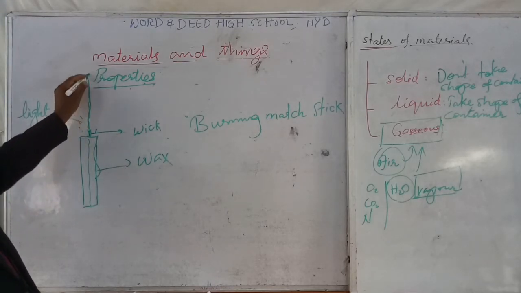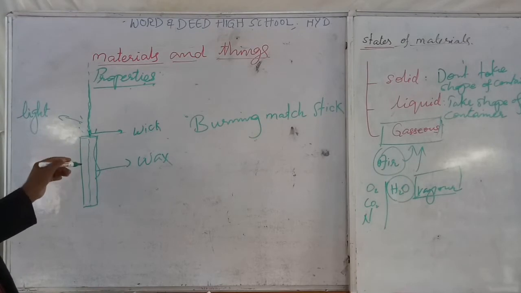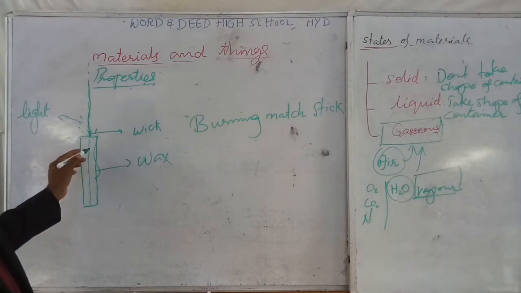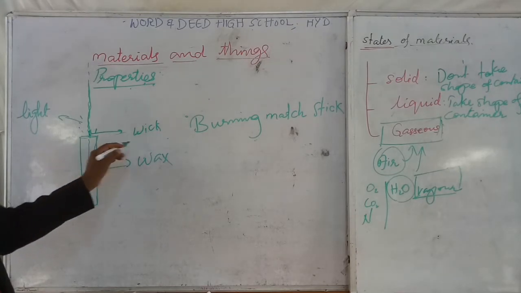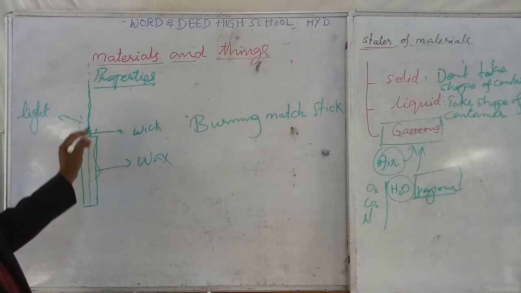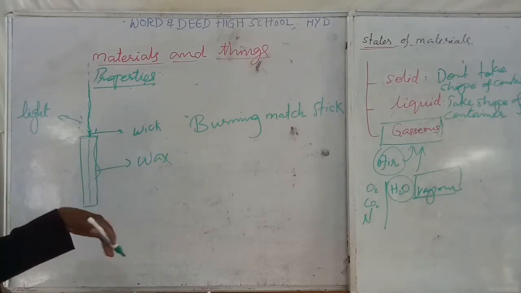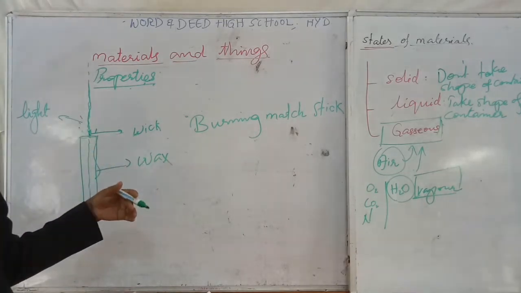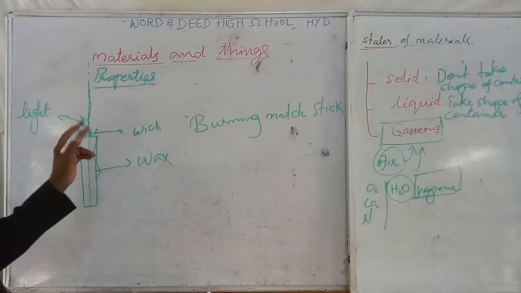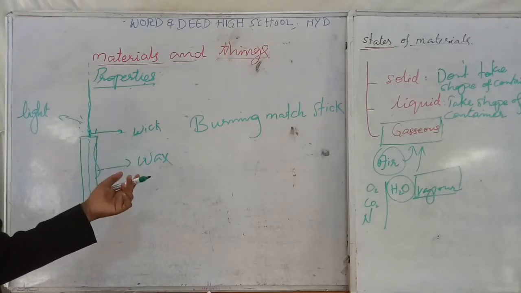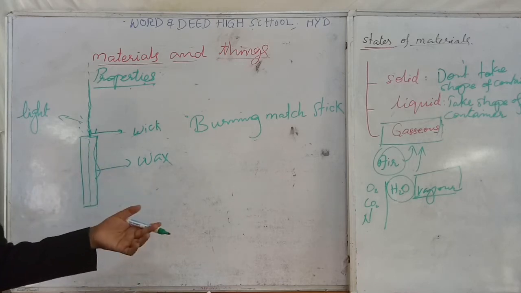What is this? Smoke. So actually, what is that smoke of? The smoke is of the burnt wick. The candle is not becoming the smoke, that is not becoming vapor. The burnt wick is becoming what? Smoke or vapor. That's becoming smoke.